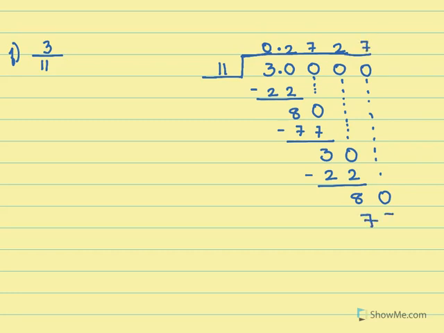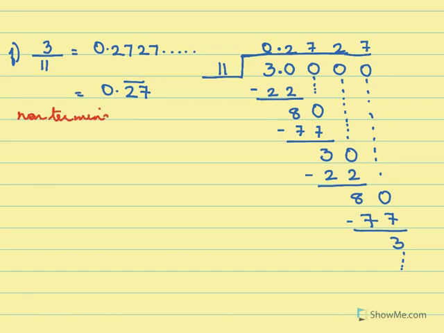So you must have by now noticed that it just keeps repeating and the division will keep on. So this is equal to now 0.2727, and it goes repeating. So that is 0.27 bar. 27 keeps repeating. So this is a non-terminating but repeating decimal.